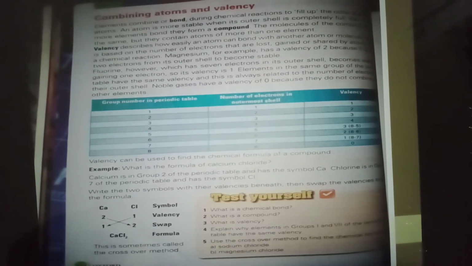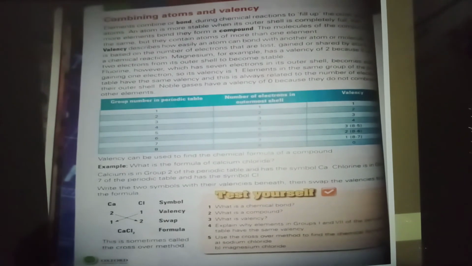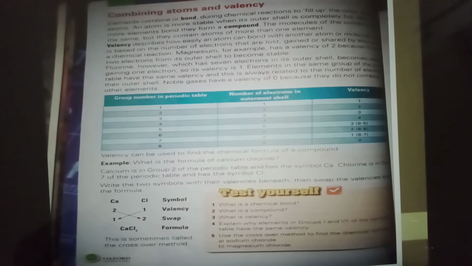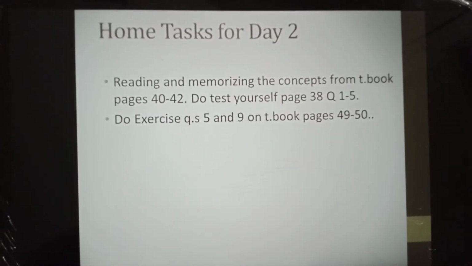So you will write Ca with the valency 2 and Cl with the valency 1, and using the symbol, valency, swap method, CaCl2 will be formed. This is sometimes called the crossover method, and you will use this method to find the chemical formulas of sodium chloride and magnesium chloride. You will write the symbols of sodium and chlorine, write the valencies, and then swap them to get the formula. That was all about bonds and valency.